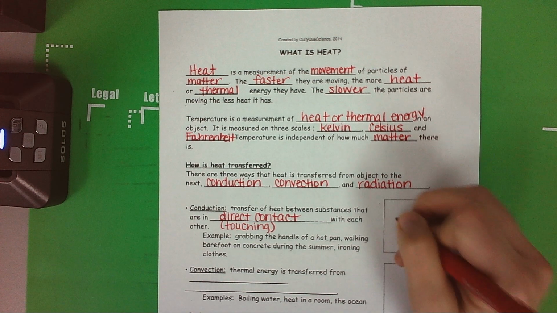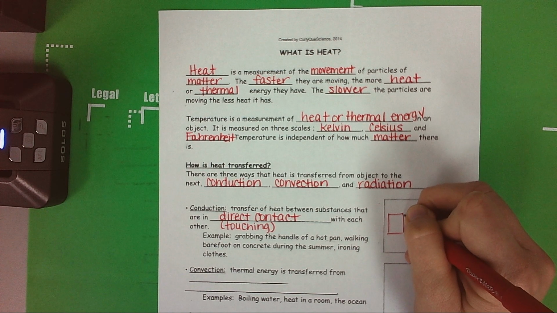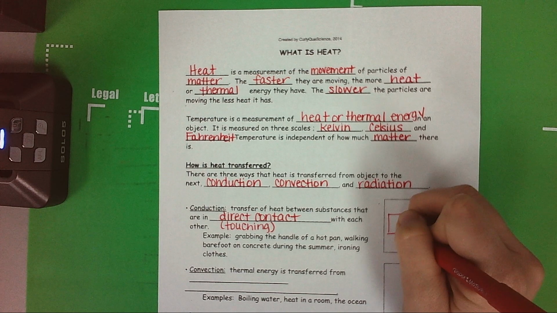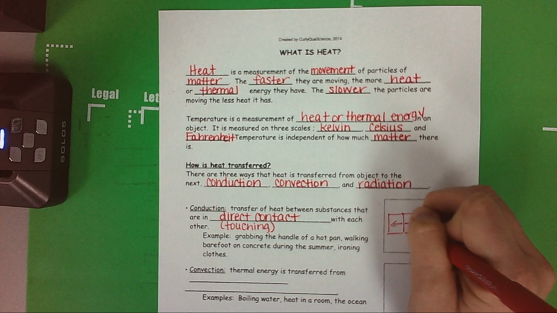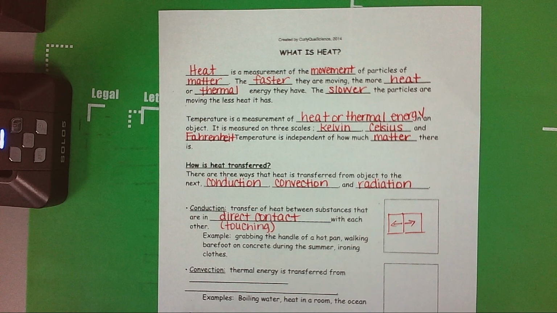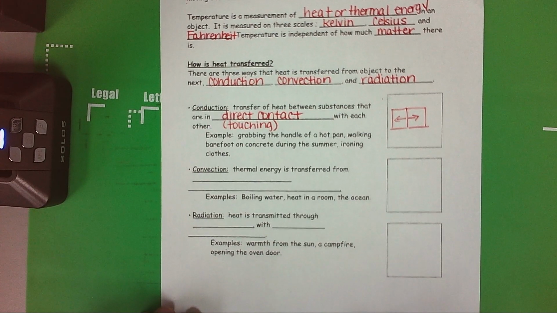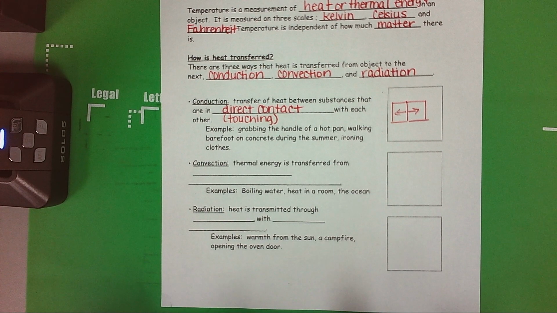Okay, so here you would draw a picture. Okay, let's just say we're going to have 2 objects, alright, and they're touching. So the heat gets transferred from one object to another. So conduction means that the objects have to touch in order for the heat to be transferred.